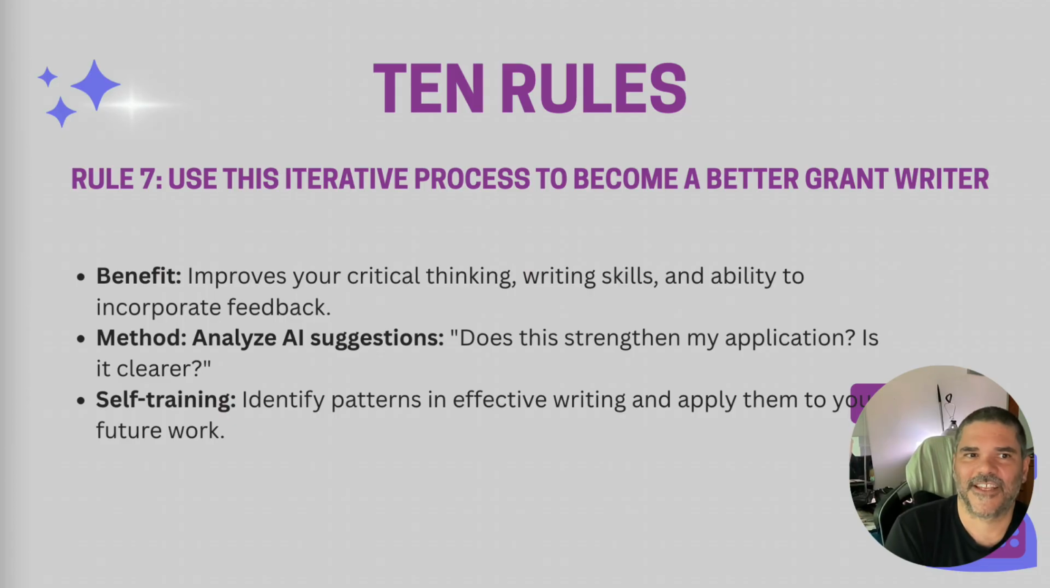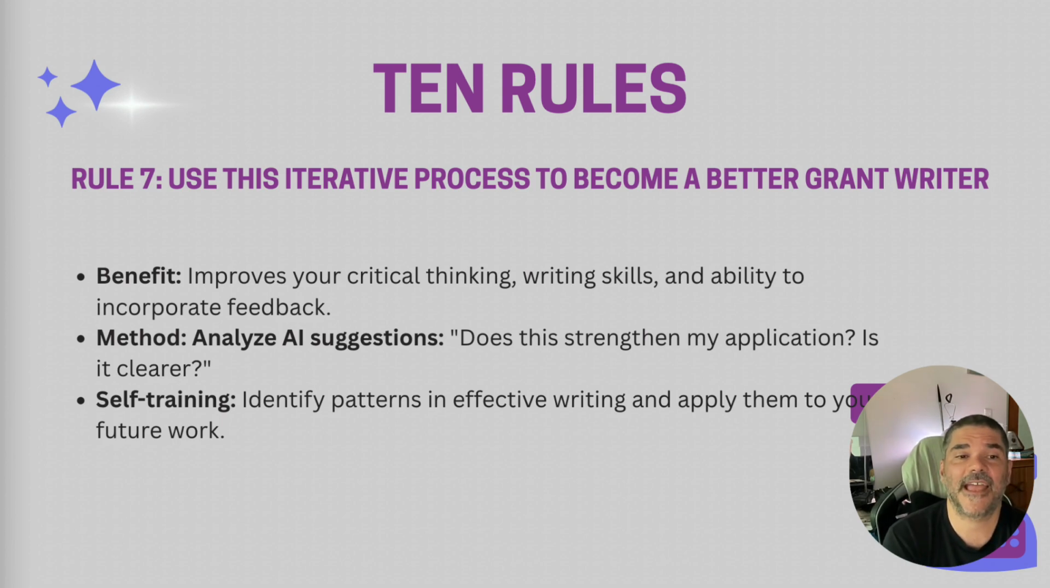Rule number 7 is use this process to become a better grant writer. So humans and AIs alike learn by taking in the data and iterating on it. So working through the data again and again and again. So the benefits are that it improves your critical thinking, it improves your writing skills, and it improves your ability to incorporate feedback. Just from any other human member of your team, they will read through the grant, they will put some comments and queries, and you'll use this to edit and revise as an ongoing process.